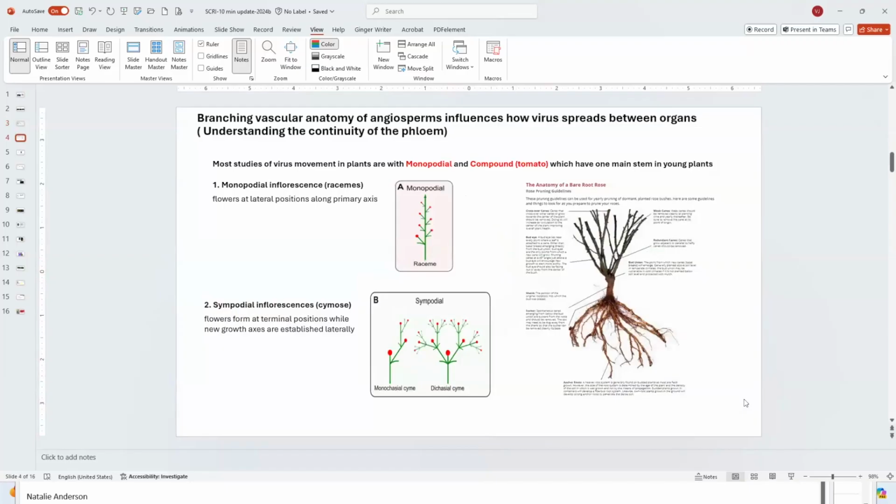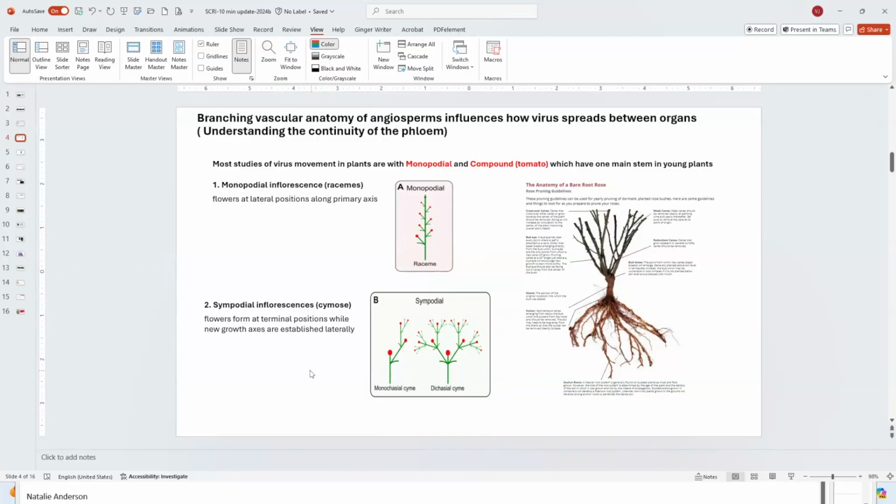Tobacco and other plants have a monopodial inflorescence with a primary axis that is always a primary axis and lateral positions along that plant. But roses have a sympodial lifestyle, which means the apical dominance can change from one branch to another. You can get growth from the bottom of the plant rather than just the top. And so sampling and understanding how viruses distribute through the plant may not be exemplified by typical textbook studies that have been conducted until now.